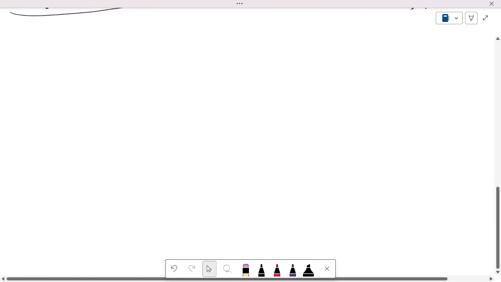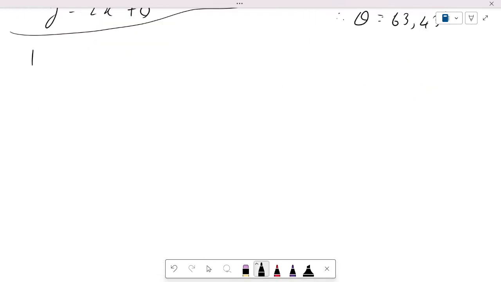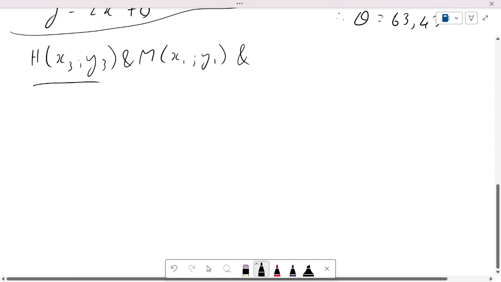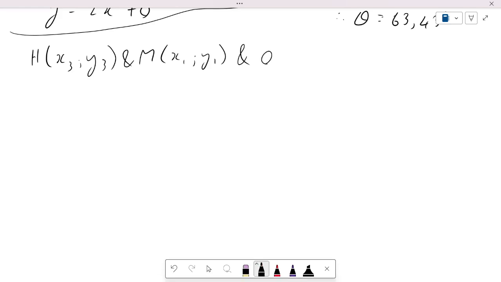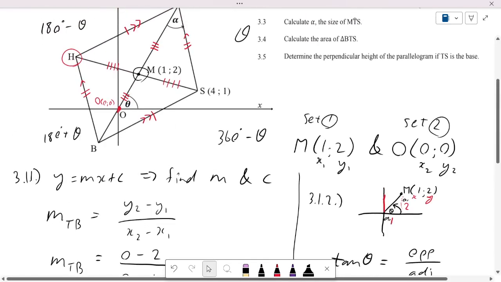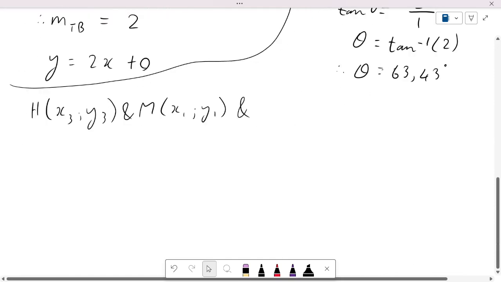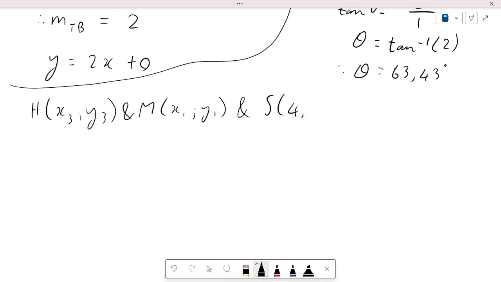So this is how it's going to look. We are looking for H, and we're going to name our variables for H: x3 and y3. Then we have M, which has the coordinates x1 and y1. It doesn't matter which one you name it, as long as you find the coordinates of H, I'm just naming these ones. And let's just say S is point 2, basically. So S has the coordinates of 4 and positive 1.